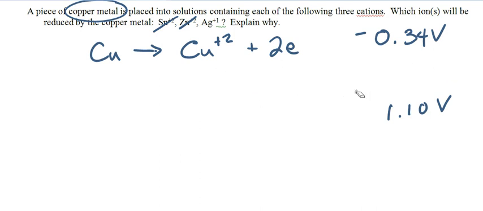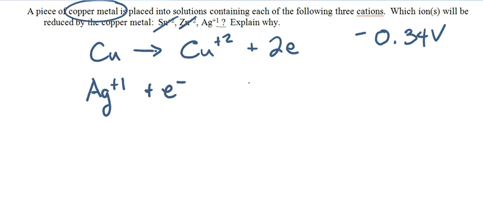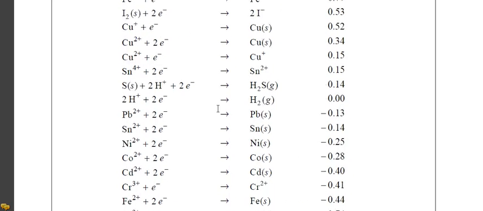So hopefully in our last example here, using the silver, we'll get a favorable response here. So silver plus 1, when it's reduced, will form solid silver. And go to our standard reduction potential sheet.